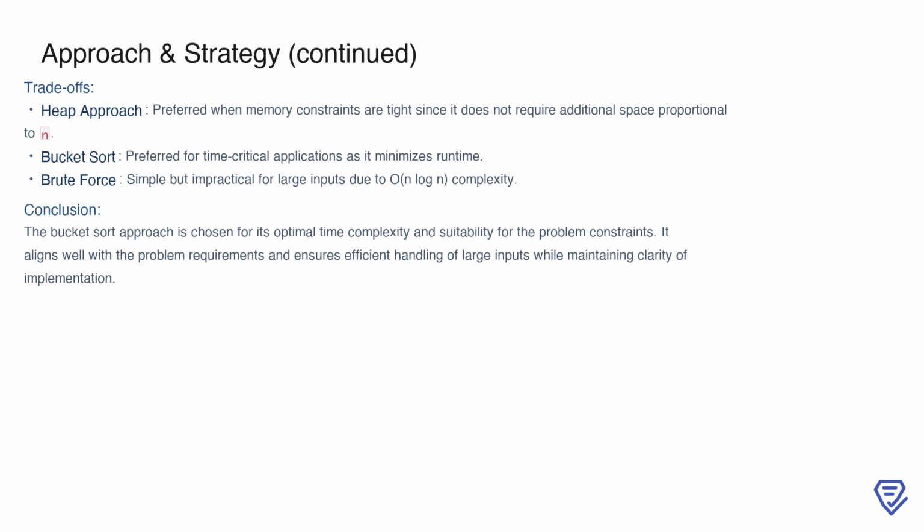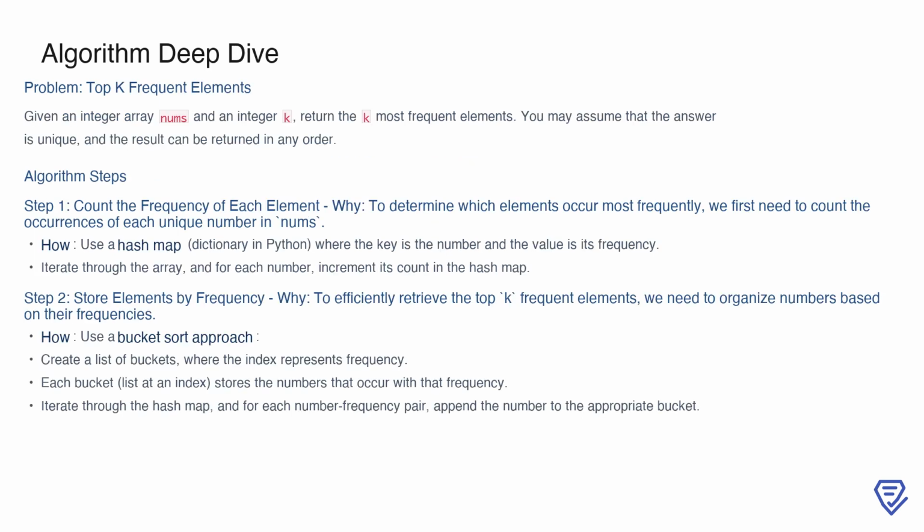It meets the problem's requirements, scales well for large inputs, and ensures fast execution, making it the most suitable choice overall. The problem asks us to find the top k most frequent elements from an array. For instance, if you are given an array of integers nums and a number k, your goal is to determine which elements appear most frequently and return exactly k of them.